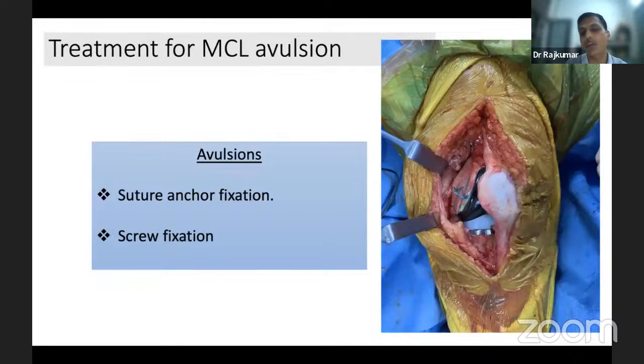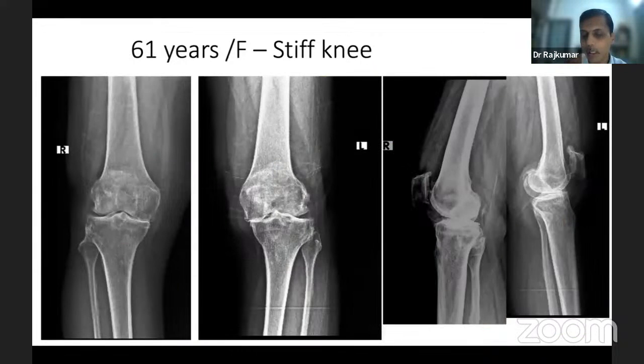So what happens once this avulsion happens? What to do? The most common reaction is to panic, wondering whether to go for a constrained prosthesis. No. Most of the time, avulsion injuries are very easily treatable and there is no need for a constrained prosthesis. What is the option? Option one is you can do ethibond suturing or screw fixation. I will show you some examples.